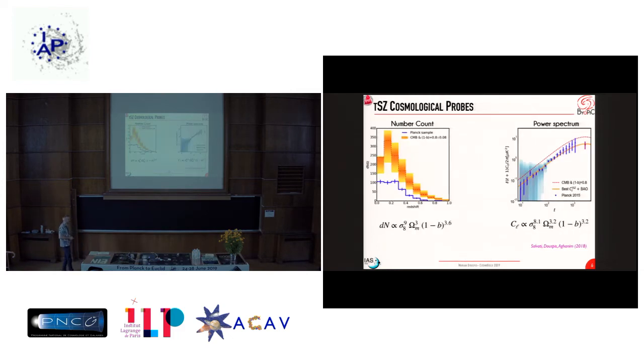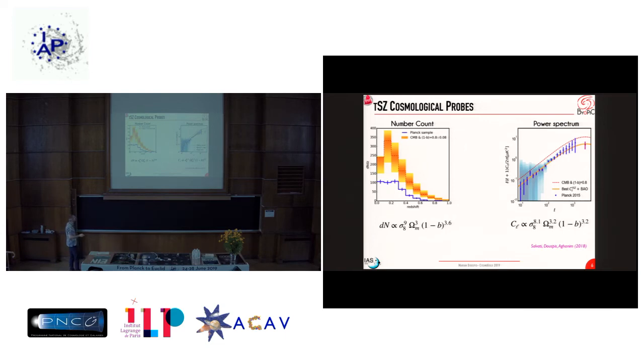So you have two probes of cosmology using SZ. The number counts that scale more or less like sigma 8 omega m to the third. And you have the angular power spectrum, the full map, which scales almost the same way, with this dependency on the mass bias that was discussed before.